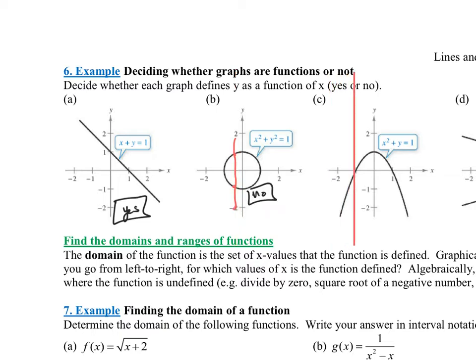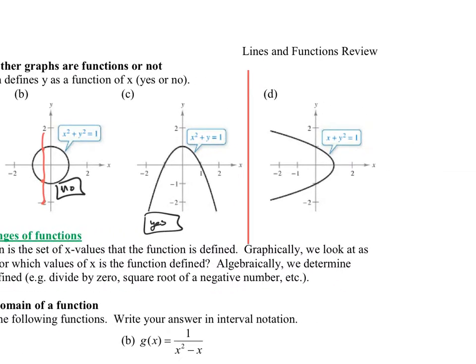Continue on with the vertical line on the next one. We can see that the vertical line touches at most once at any point in time. So yes, the next one, part C, would be a function. And then we look at the last one here. We take this vertical line through, and all you have to do is find any point. So for instance, here's an x value that has two y values. It does not pass the vertical line test, so no, this is not a function.